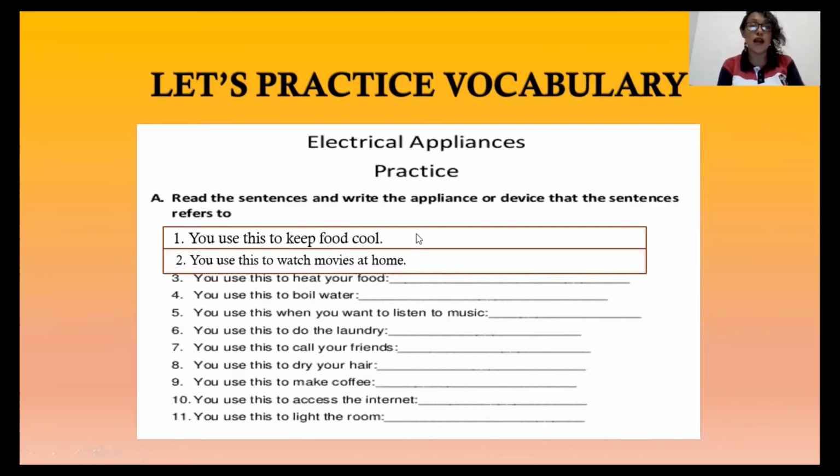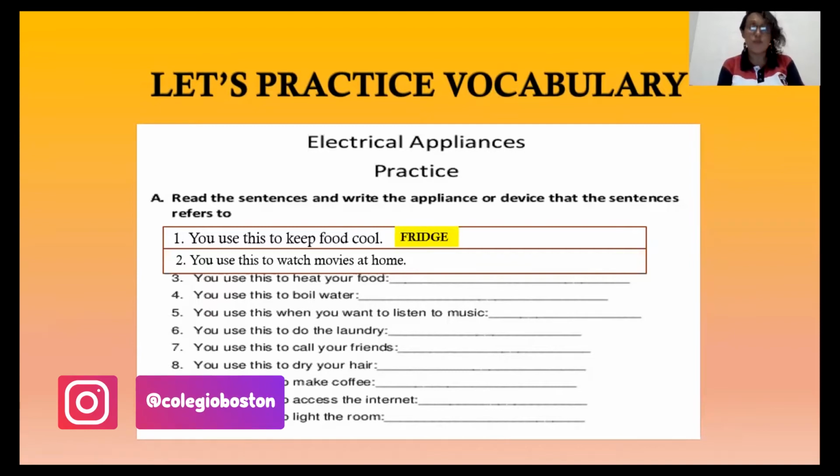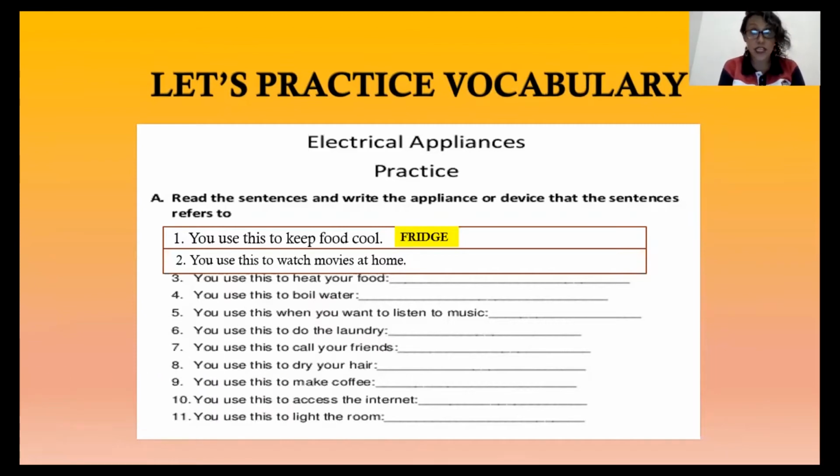So we talk about fridge. Very well. Fridge, or remember that it could also be refrigerator, okay? Both are correct. 2, you use this to watch movies at home. It is simple, pretty simple. It is television, okay? Very well. 3, you use this to heat your food. What is the appliance, the device?